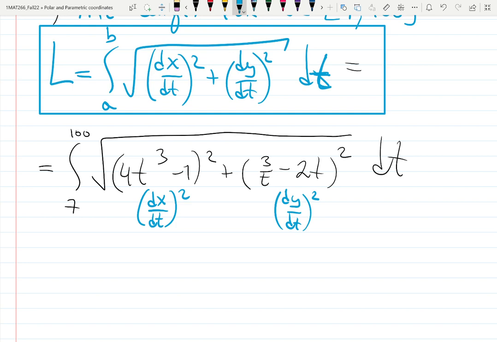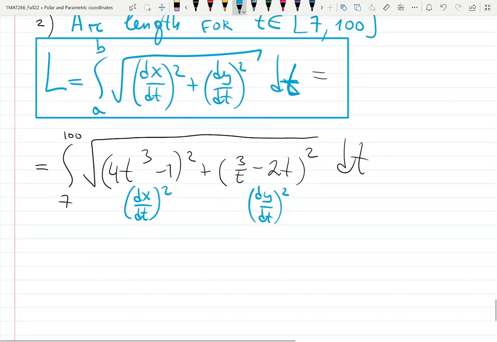What do you think about that? Not too bad. Formulas, no questions.